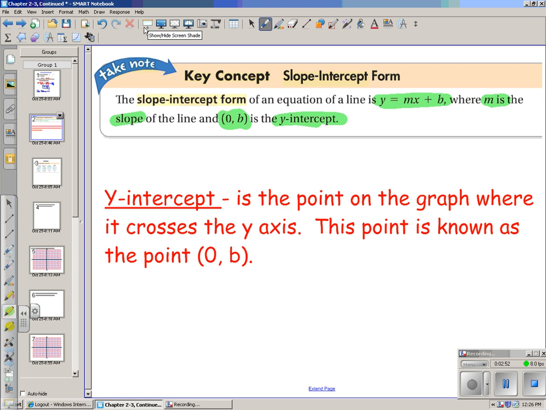The y-intercept is going to be the point on the graph where it crosses the y-axis, also known as the point 0, b.